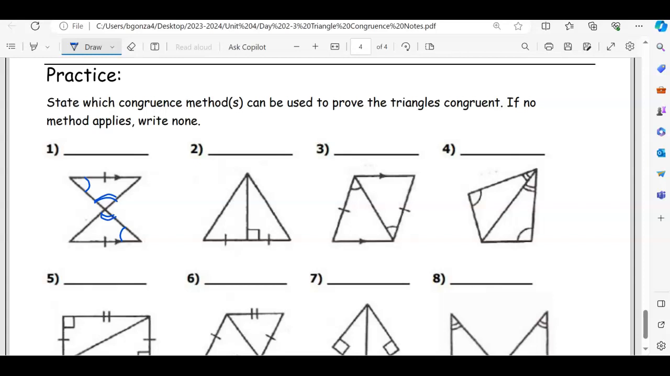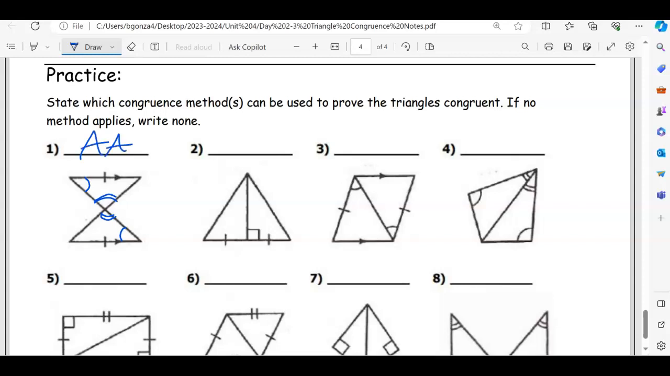So what is this? Is this an angle or a side? Angle? What is this? Angle? Angle, angle, side. All right, so angle, angle, side.